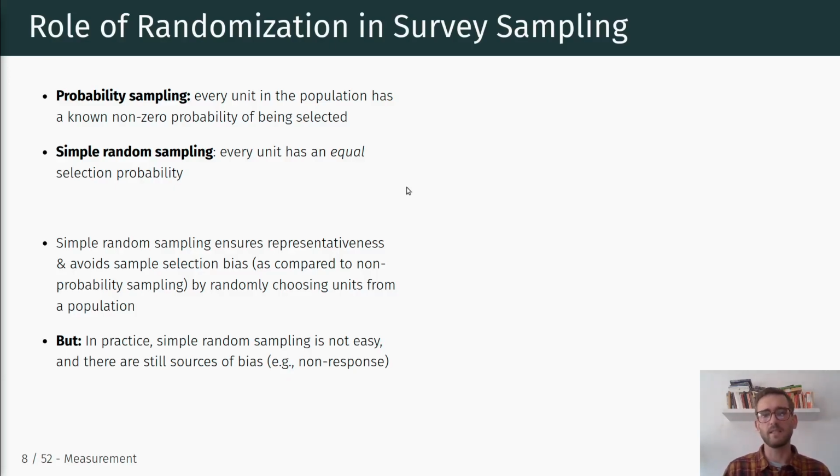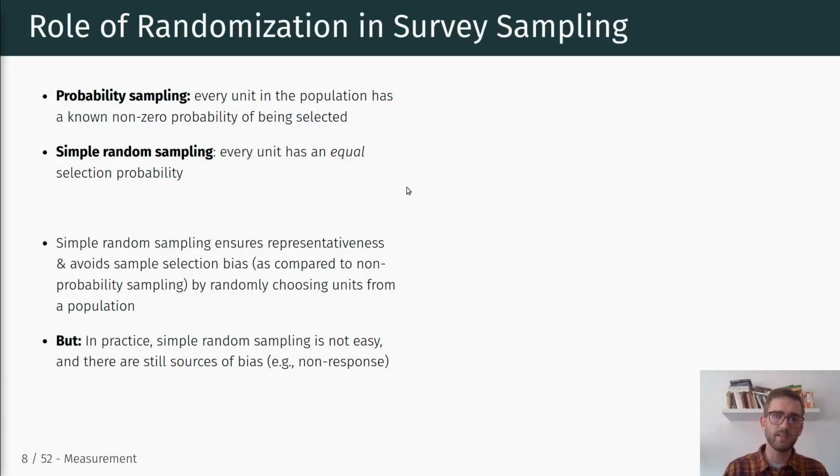One subcategory of probability sampling is simple random sampling, where every unit has an equal selection probability. So the idea would be we have a list of all 200 million potential voters in the United States, and we can just randomly select 1,000 of them, each of them having the same underlying probability of being selected.